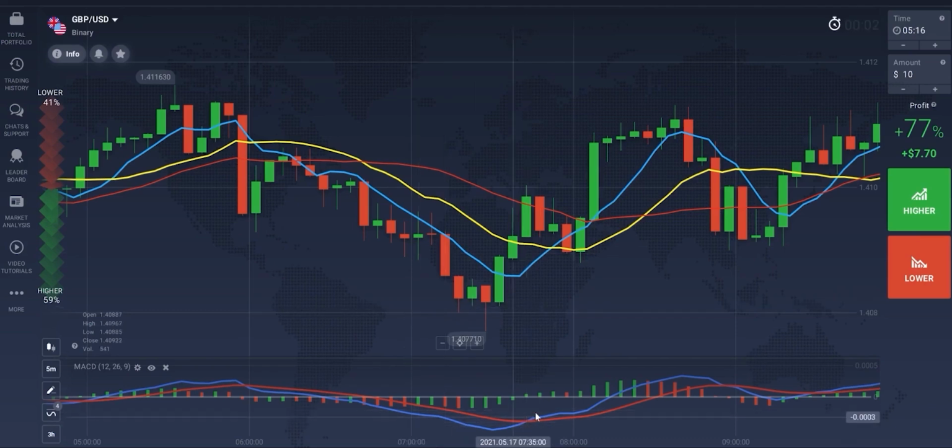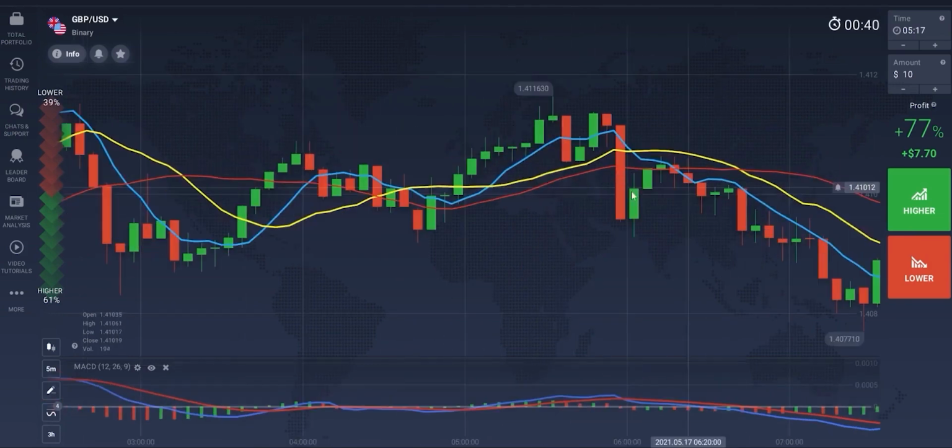For example, here, exactly on the MACD oscillator, the blue line crosses the red line. And after 1 or 2 candles, this cross happens on the moving average. And I am almost certain that a trend change is occurring. Additionally, the red line is above the blue and yellow lines, indicating an upward trend.